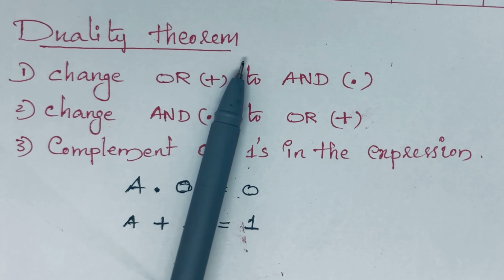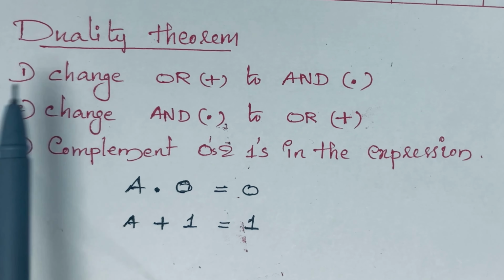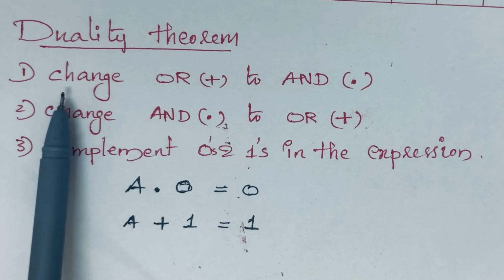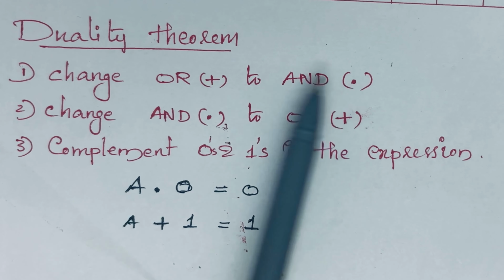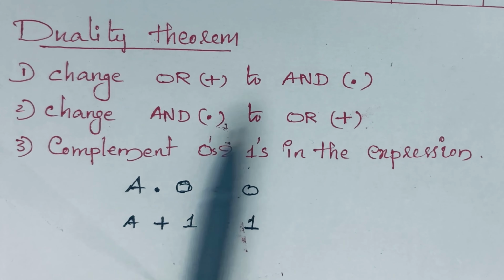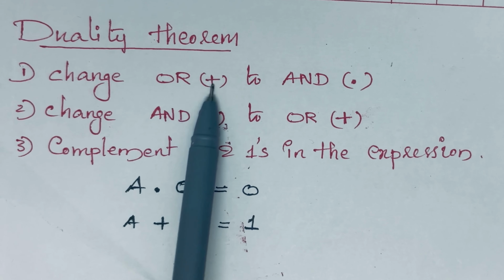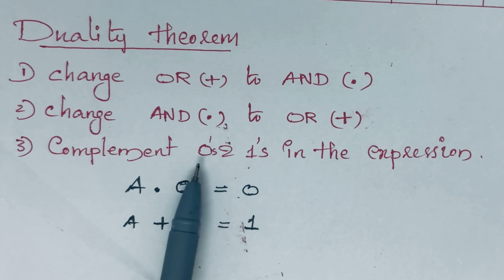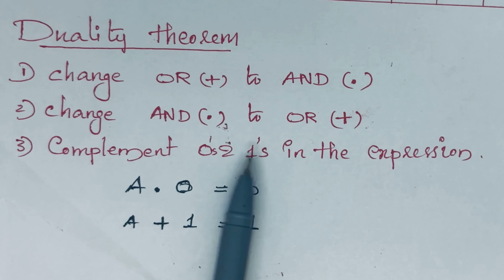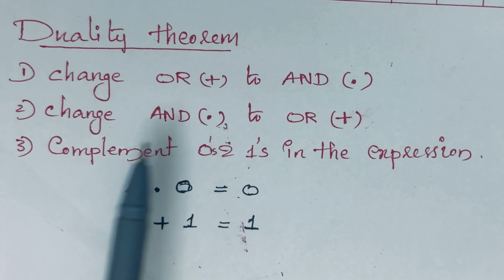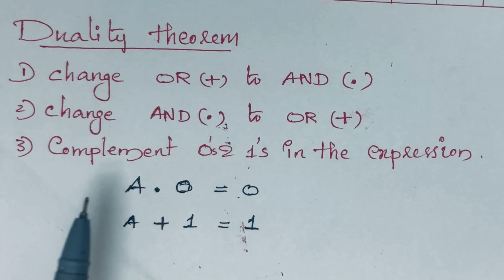So now we will see the duality theorem. The duality theorem states that starting from one Boolean expression, we can write another Boolean expression by following these three steps. The first step is change OR sign to AND sign, change AND sign to OR sign, and complement the zeros and ones in the expression. That means if it is plus, change to dot. If it is dot, change to plus. If there are any zeros, change to 1. That means complement of 0. If there are any ones, change that to 0. That means complement of 1, 0. So by following these three steps, we can write one Boolean expression from another Boolean expression.